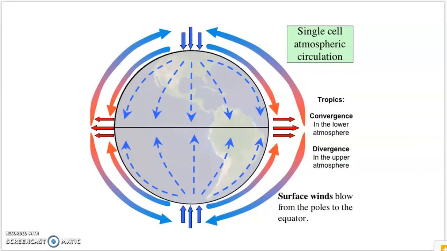And here we see another diagram showing the exact same thing, that single cell circulation. The cold, high-pressure air sinks and moves downwards, sinks towards the surface and moves towards the equator. At the equator, it heats up, it rises, and it spreads back out.